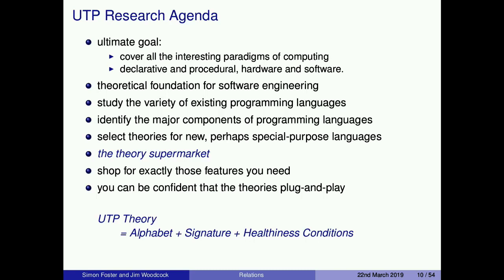And this leads us to the concept of a UTP theory, which I think we're not going to be able to go into much detail on in this tutorial, but essentially a UTP theory is one of these building block theories, one of these building block computational paradigms. And they're defined in terms of an alphabet. The alphabet gives us the set of things that we can observe. So UTP is all about observation.